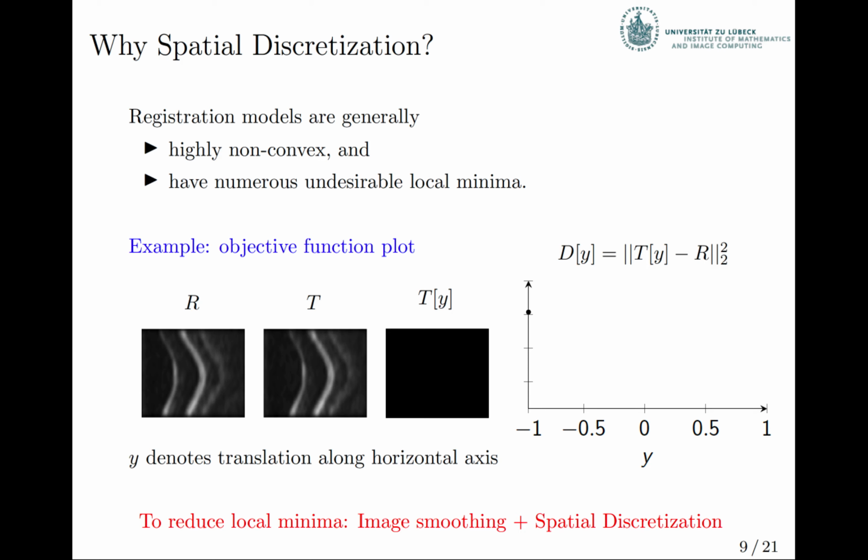So why do we need the spatial discretization for image registration? Image registration is a highly non-convex problem. That means we have numerous undesirable local minima. To illustrate this point, I take 2 images, R and T. The T image is slightly shifted towards the right-hand side, and we want to estimate this translation parameter y. T of y represents the transformed image, and D of y calculates the similarity measure. So we will plot the similarity measure here corresponding to different y's.